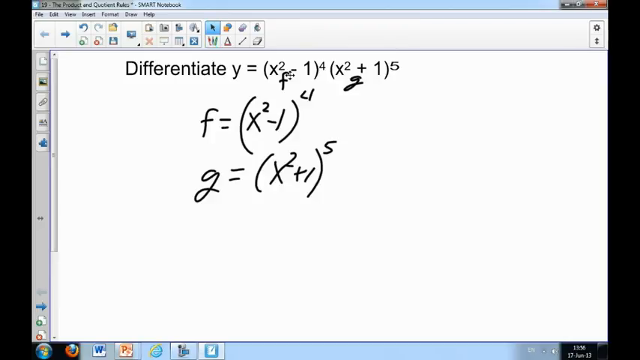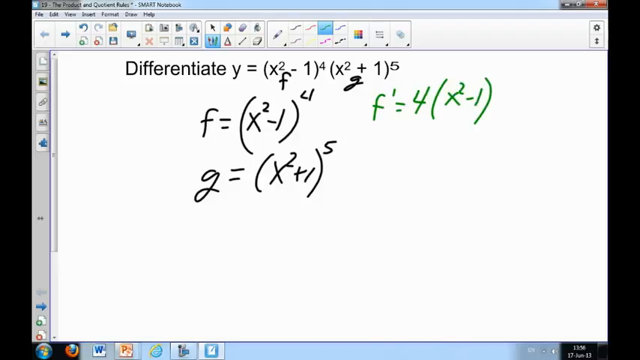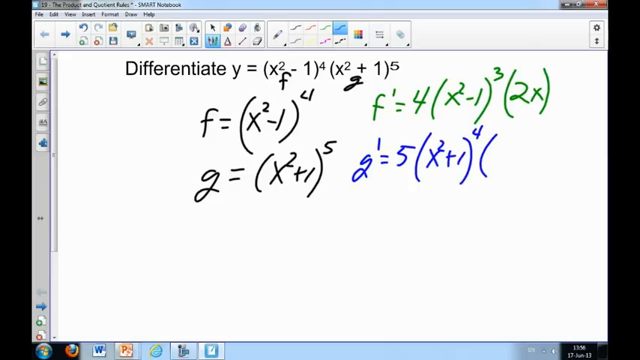Now, we take the derivative of each one. So f prime is going to be 4 times x squared minus 1 to 1 less power, the third, times what's inside of the parentheses. You take the derivative of what's inside the parentheses. So that's going to be 2x. And we do the same with our g. Our g prime is going to be 5 times, again, x squared plus 1 to 1 less power, times the derivative of what's inside, and again, that's 2x.